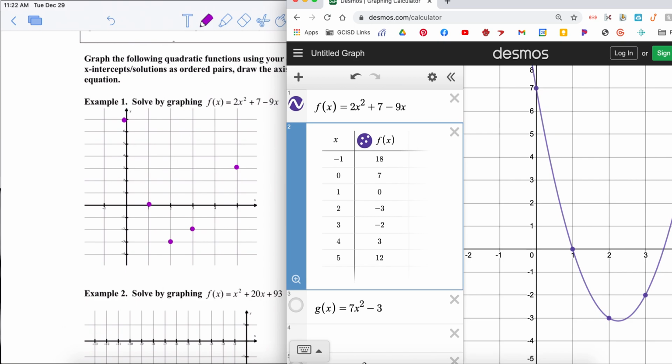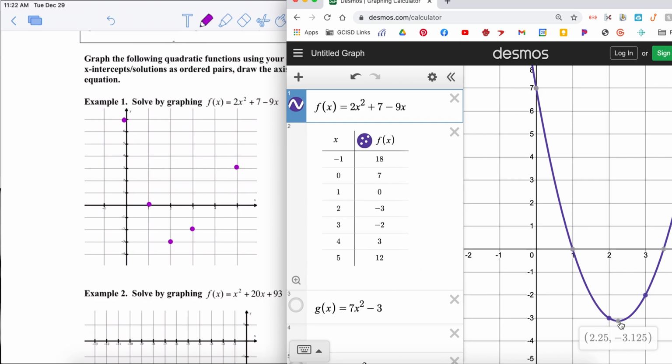So yours should look something like this. Notice that the minimum is not that lowest dot. If you kind of can see over here, your minimum is actually kind of off to the side. It's actually at 2.5, -3.125. So when you connect it, oops, and I put that point in the wrong spot. Sorry, my friends.